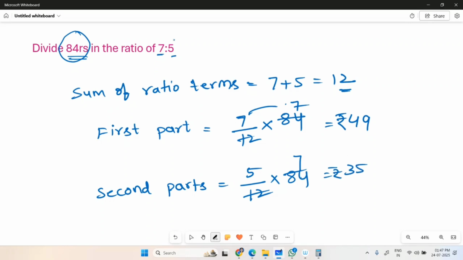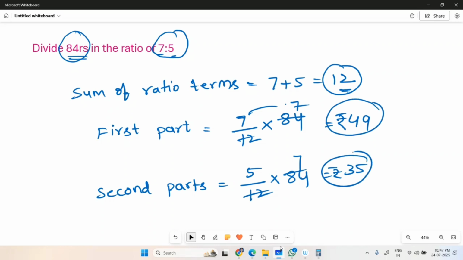Understand? So first, what did we do? We added the ratio terms. Here for every 12 rupees, 7 rupees the first person is taking. For every 12 rupees, 5 rupees the second person is taking. So if you write in fractions, we will get the answers 49 rupees and 35 rupees. That means they are sharing as 49 rupees and 35 rupees. Okay? So this is all about ratio.